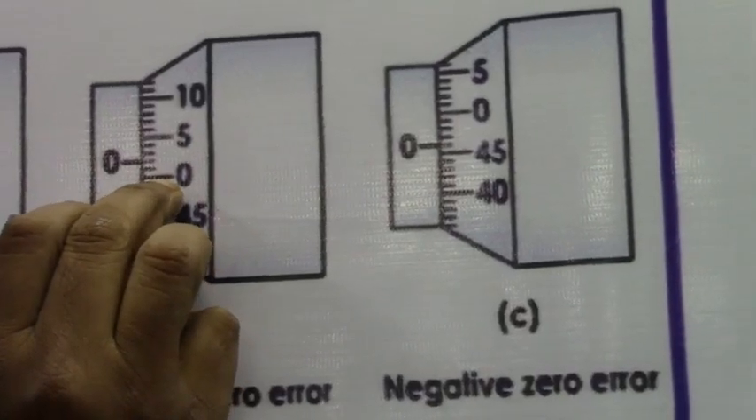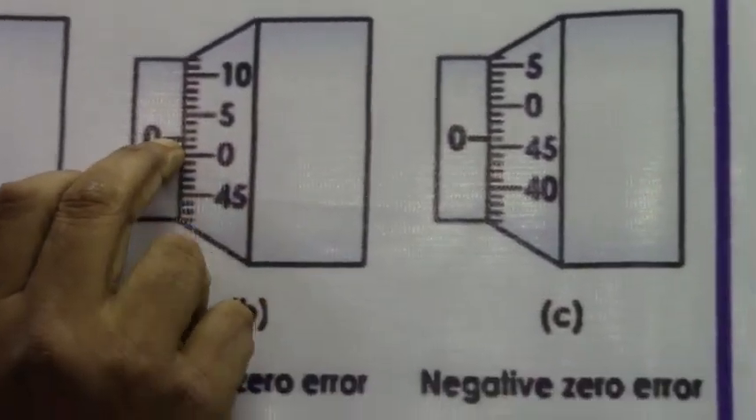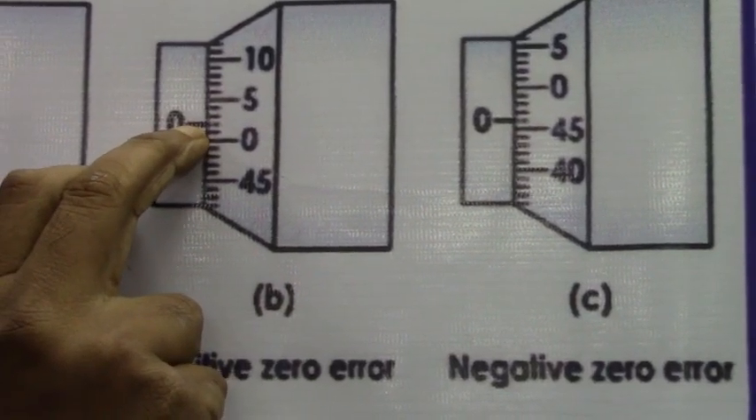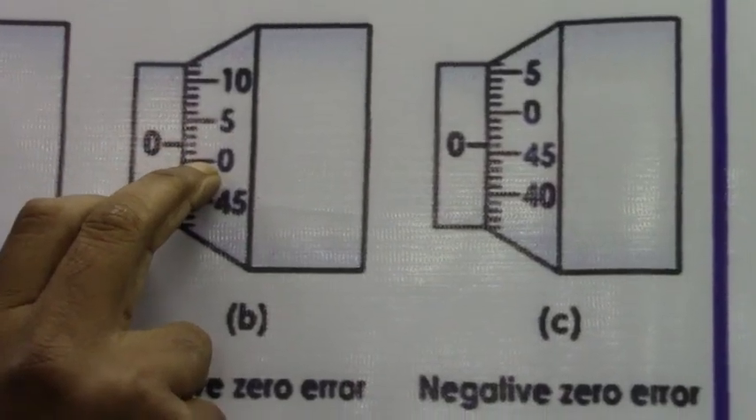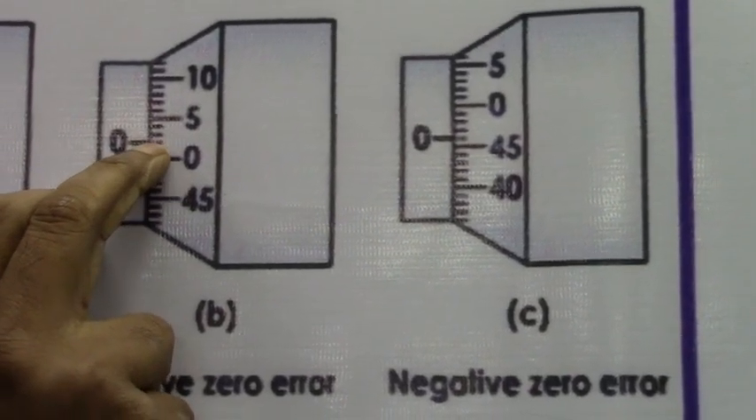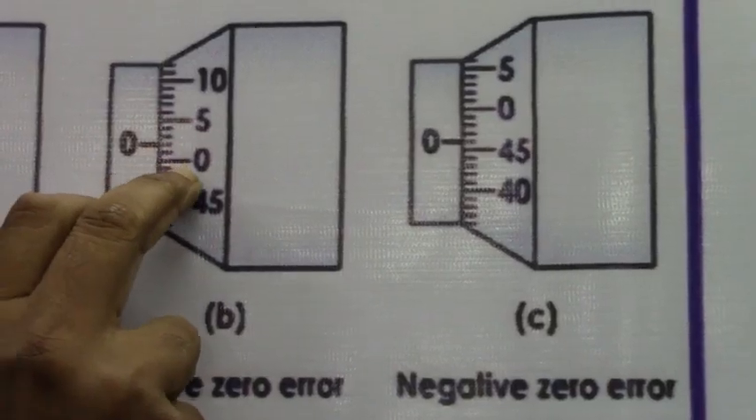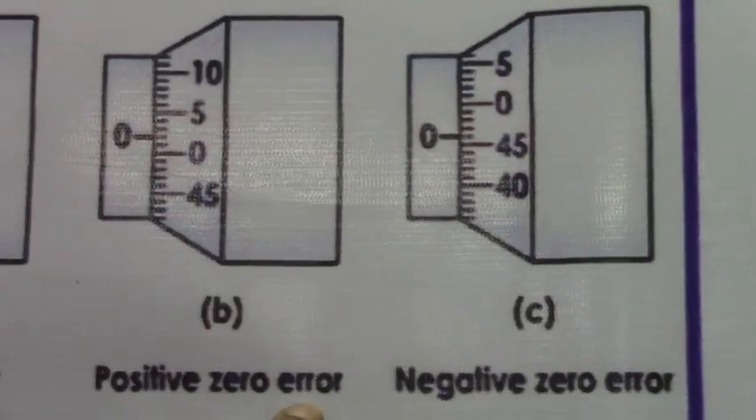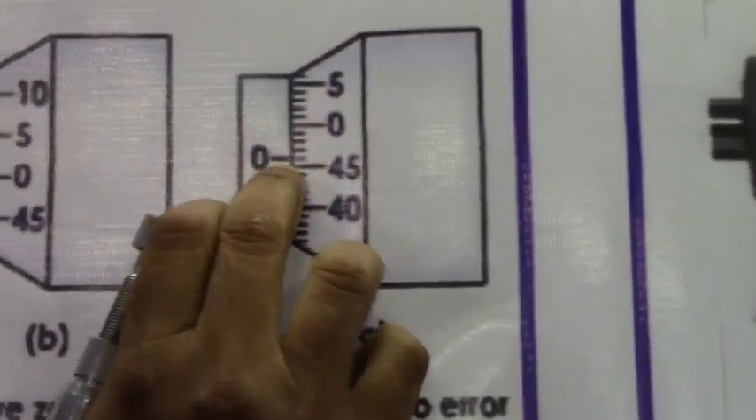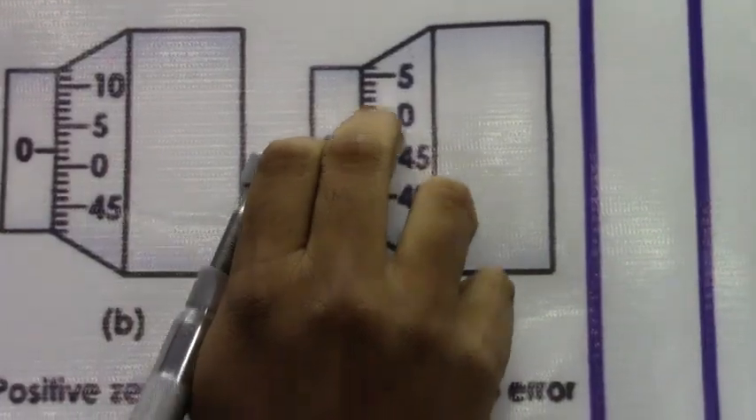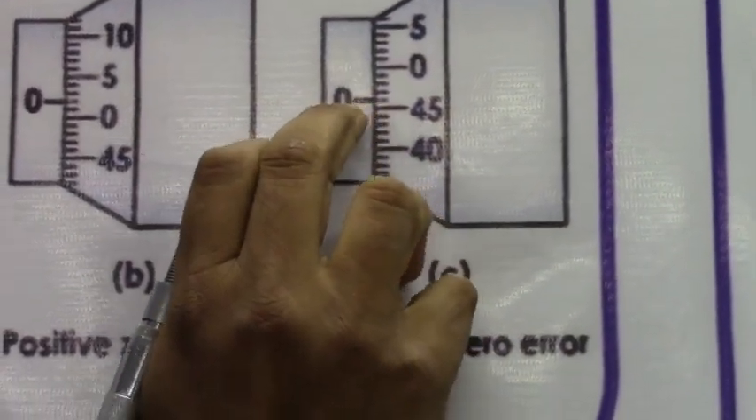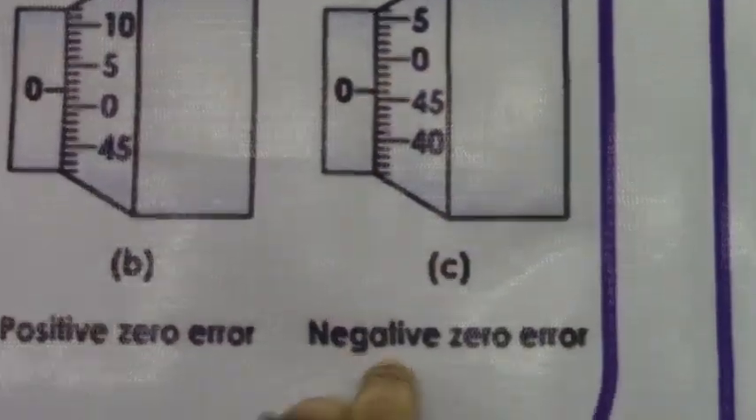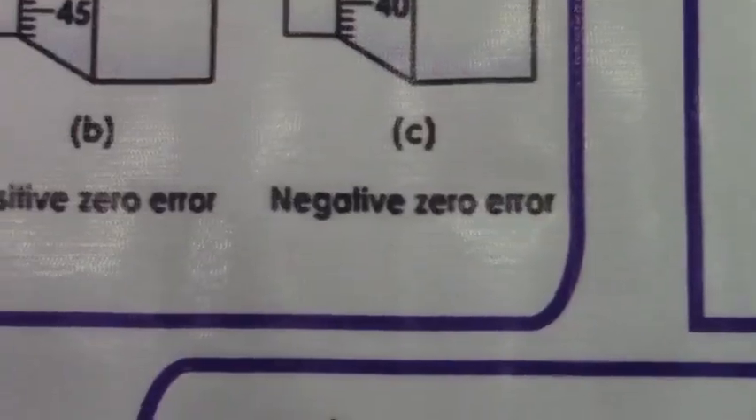Sometimes what happens is the 0 on the head scale will go below the index line on the pitch scale. So this line is the index line which is located on the pitch scale, and here the 0 on the head scale is not exactly coinciding with this 0. So this 0 on the head scale is below the 0 on the index line. This type of error is called a positive error. Sometimes the 0 on the head scale may go above the 0 on the index line. So this is the index line and this is the 0 on the head scale. This type of error is called a negative error.